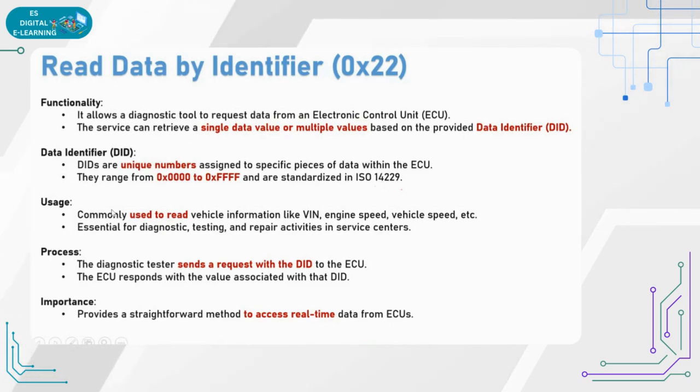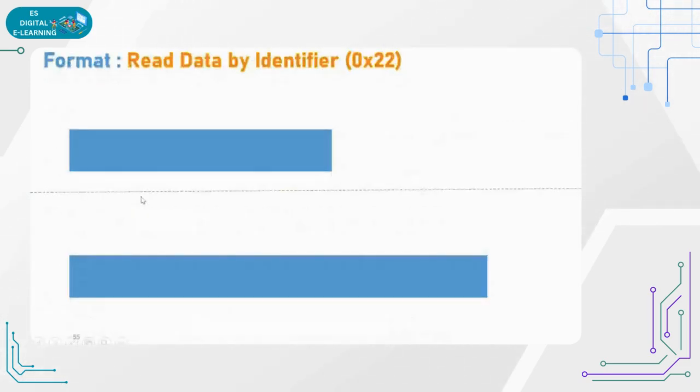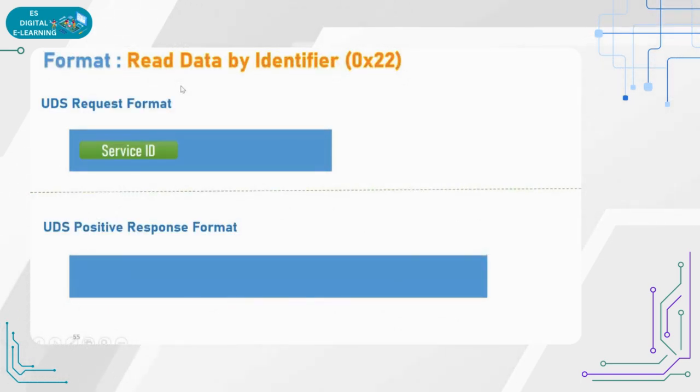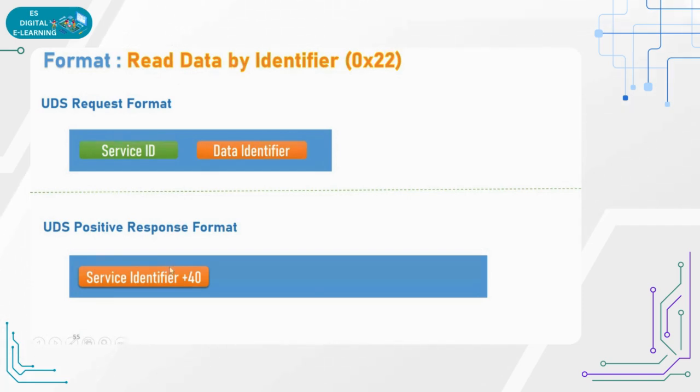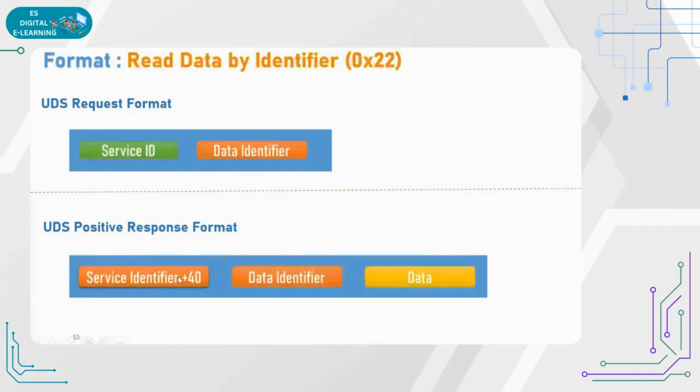Okay, hope you have written. And next is the format, how it will be. The request format follows the service ID and data identifier. The response will be the service ID plus 40, the data identifier, and the data. Is it clear? The data identifier ranges from 000 to FFF. It starts from here and ends there. In between we can use any values, but it should always be 2 bytes only.